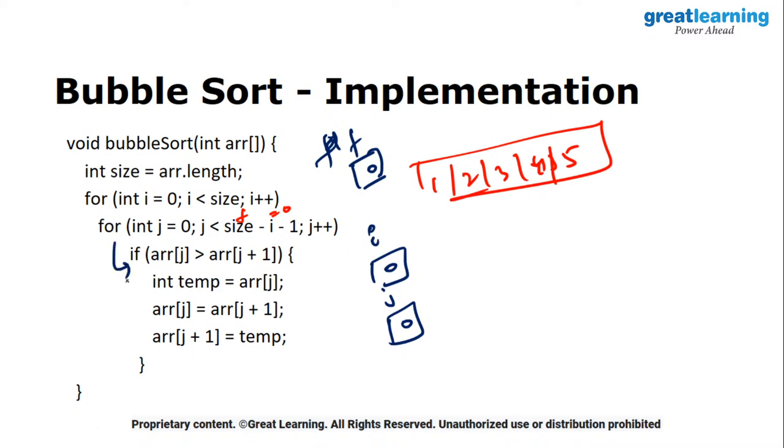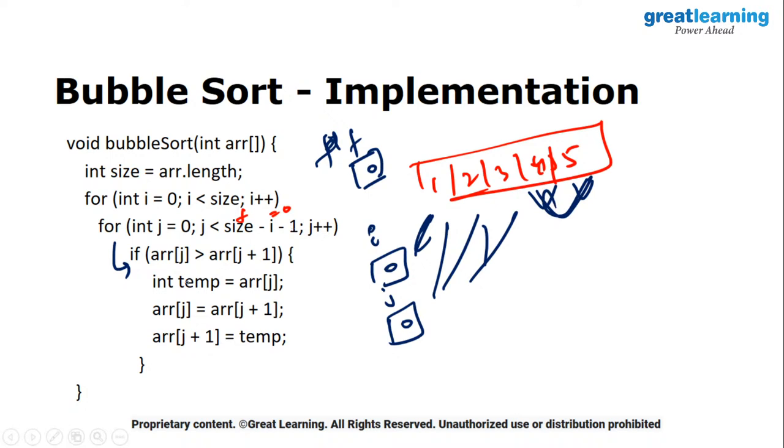Now I'm inside this. I'll be going through all these conditions once. Once I have checked all these elements, right? Zero is compared with this. J is compared with these two, then these two are compared, then these two are compared, then these two are compared at the end. Now once I am through this thing.